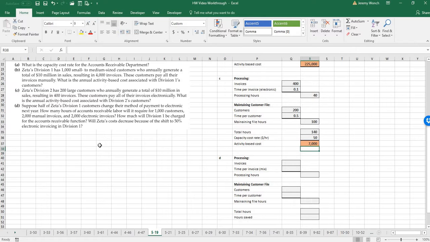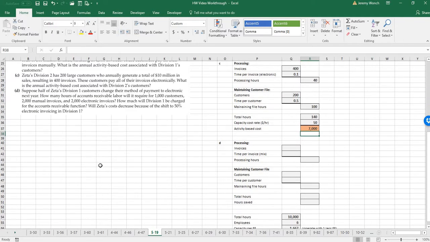If we go down to Part D, we're going back to Division 1, and it says that half of those customers are going to change their method from manual to electronic. How many hours of accounts receivable labor will it require for the 1,000 customers, 2,000 manual invoices, 2,000 electronic invoices? How much will Division 1 be charged for the accounts receivable function? Will Zeta's cost decrease because of the shift of 50% to electronic invoicing?